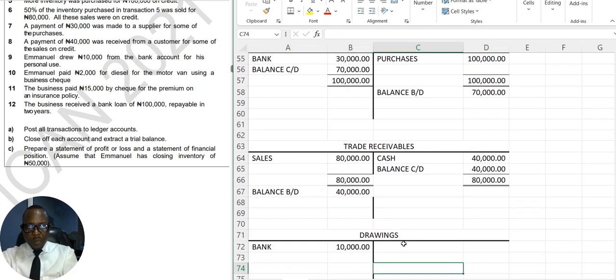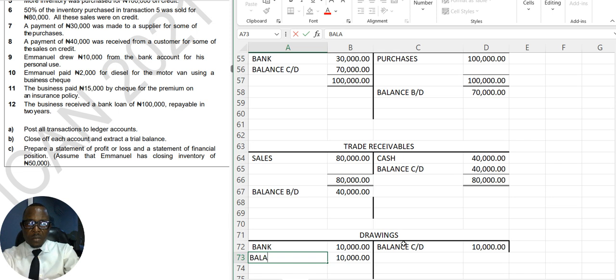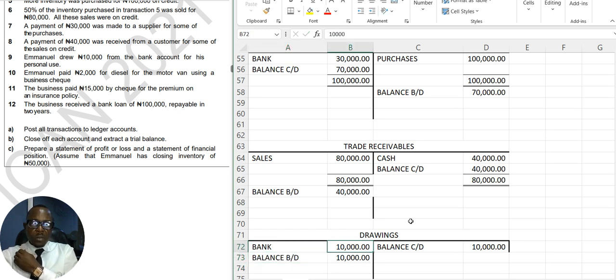Now drawings is having the same amount. It's having the same amount, so you just put your balance CD here. Then you have your balance BD here, 10. So you put your double line here, double line, put your double line.